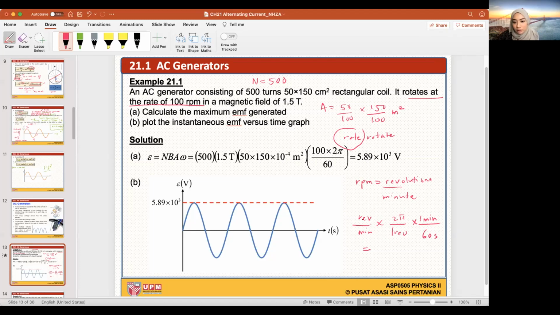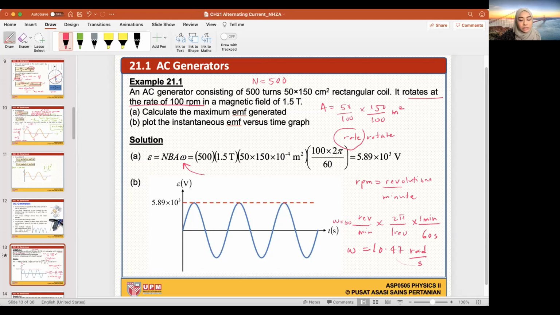So what was it? 100. Okay, 100 revolutions. So 100 times 2 pi divided by 60. So you will get 10.47 radians per second. This is the SI unit for angular frequency. Okay, and you have to change it to this value to use it inside this equation. So now we have found omega. This is our omega actually.